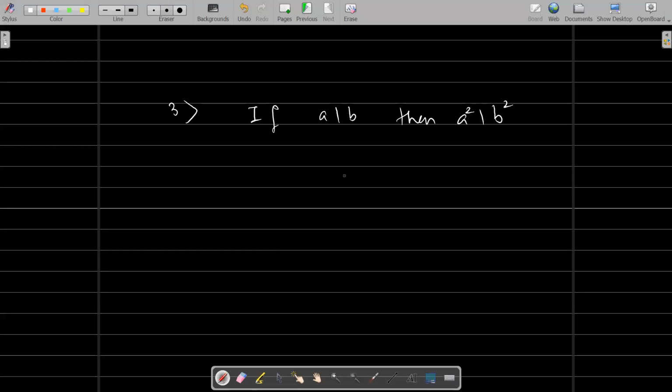I can't understand the statement, sir. See, if number A divides number B, then number A square divides number B square. I'm not saying it's true or false. So you think about whether it's true or false. If it is true, you have to prove it. If it is false, give one example where A divides B, but A square does not divide B square. Is it okay?